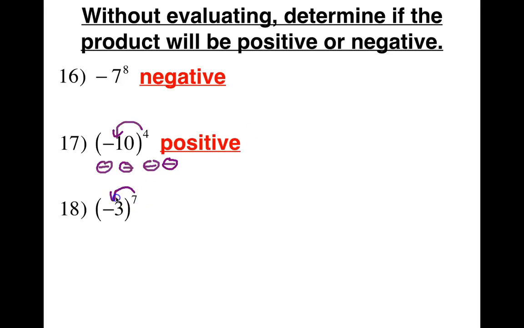A negative 3. So again, since I'm not asked to evaluate it, I'm just focusing on the negatives. I know that there's going to be a total of 7 negatives. So 1, 2, 3, 4, 5, 6, 7. A pair would give me a positive, so that's a positive. Another pair here, that's going to be positive. Here, it's going to be a positive for another pair.